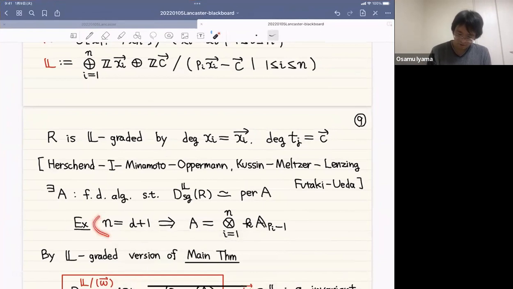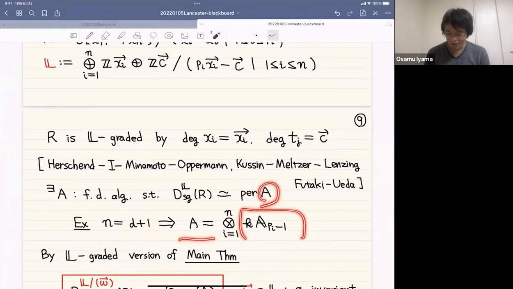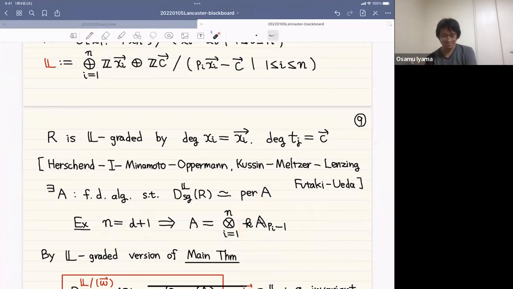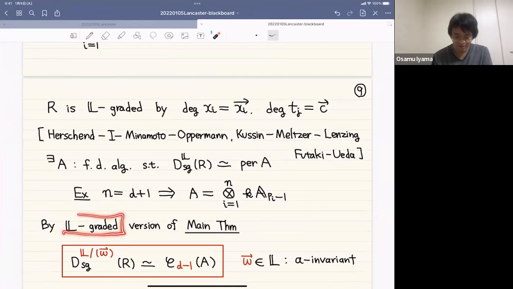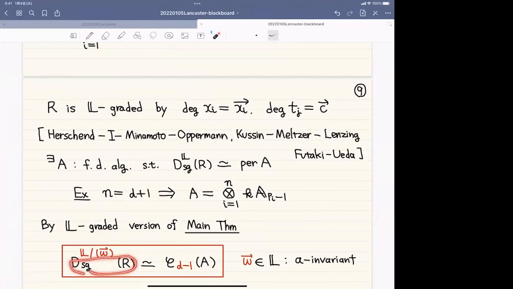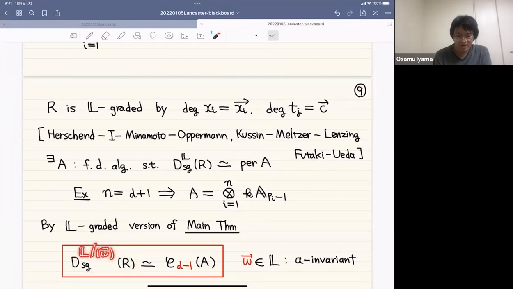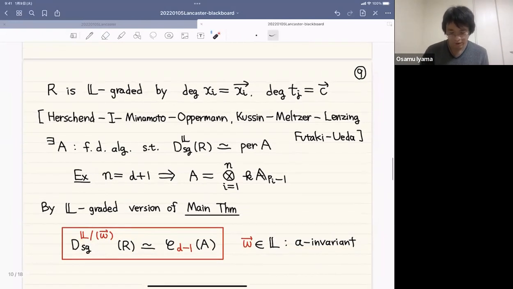In the n equal d plus 1 case, this algebra A is a tensor product of path algebras of linear oriented type A quivers. So A has a very explicit description. Now by using the L-graded version of our main theorem, we can deduce that the singularity category of R, L over omega, the graded singularity category of R, where omega is an invariant of our ring R, and there is also an L-graded version of this invariant, is a finite group quotient. This is very close to the ungraded singularity category, and it is equivalent to the d minus 1 cluster category of A. As a conclusion of our theorem, we get such a triangle equivalence.